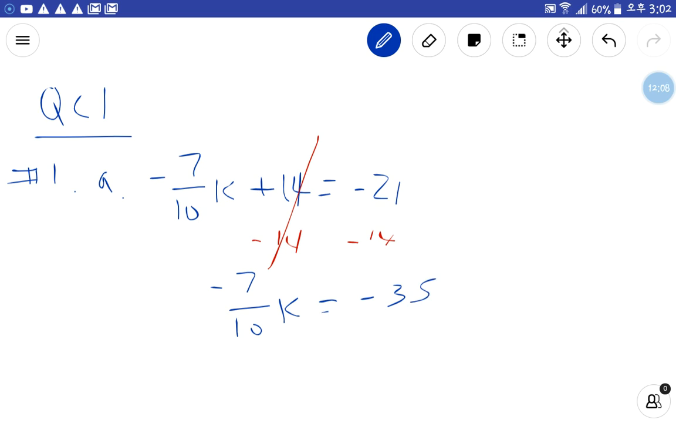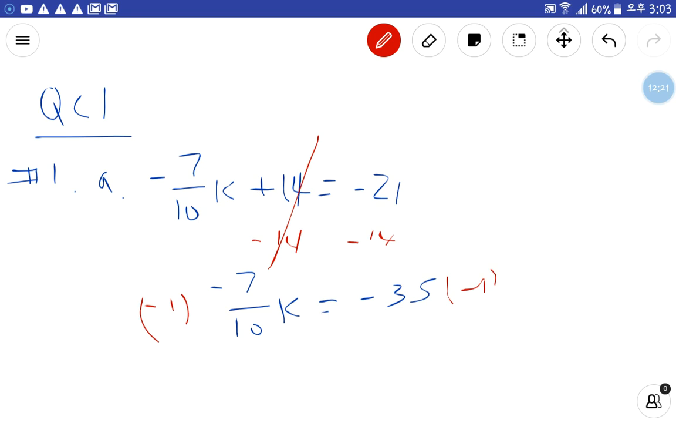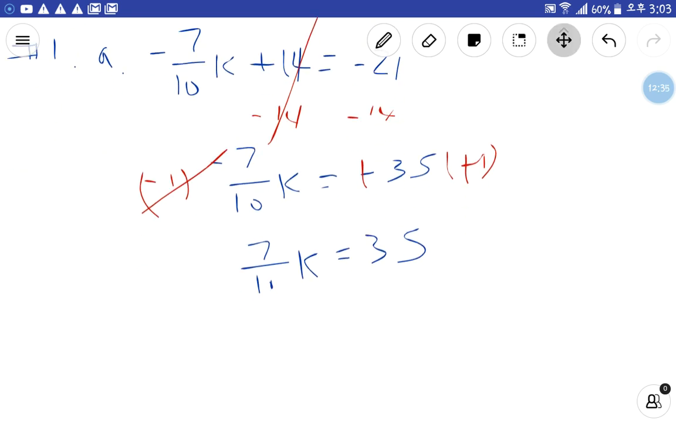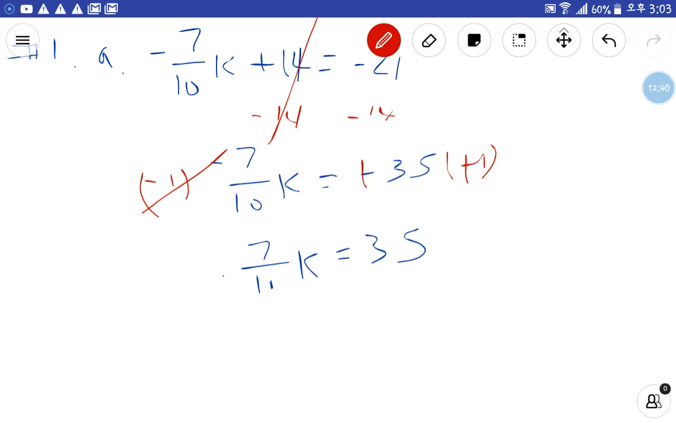Now what do I need to do? You can multiply by negative 10 over 7 on each side, which is the reciprocal of negative 7 over 10. Or you can multiply by negative 1 so that you can cancel the negatives out. It's totally up to you. So I can cancel my negatives out. Then I got 7 over 10k equals positive 35. If that helps you, you can split the steps. Now what? The reciprocal of 7/10 is 10 over 7. So you can multiply 10 over 7 on each side.